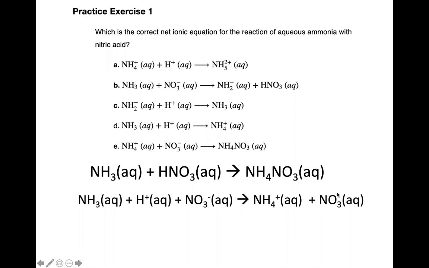My bad on that. Now, if I end up canceling, what do I end up canceling? I've got nitrate on each side, so I can cancel that. Looks like that's the only thing I have on both sides. So I agree with you for D. It looks like it's NH3 reacts with H plus to give you the ammonium cation. So I agree with your overall analysis.